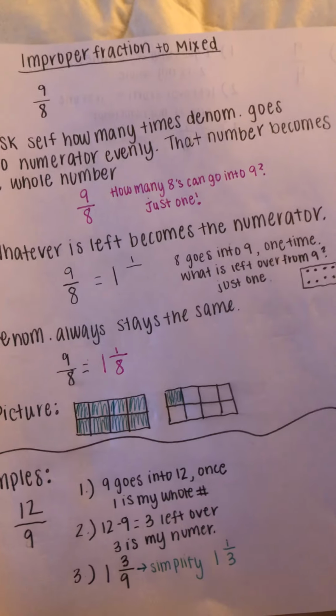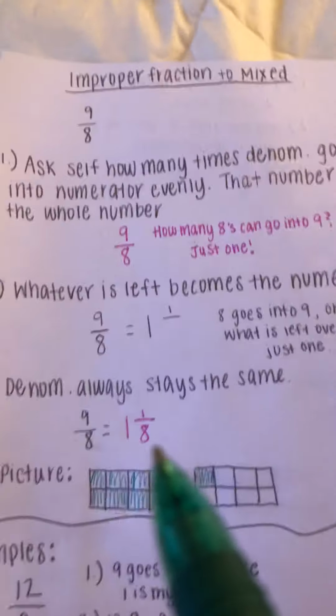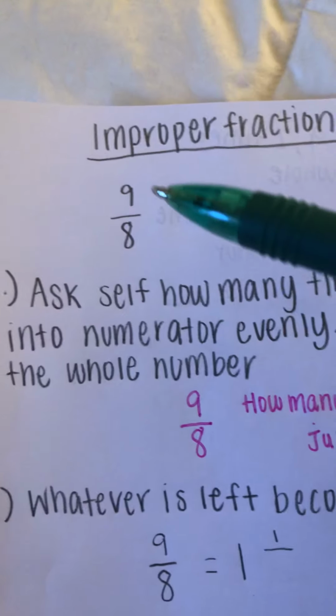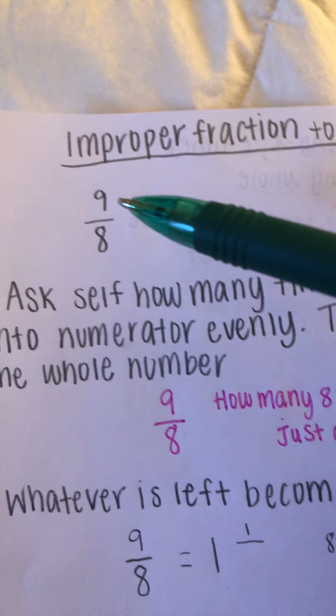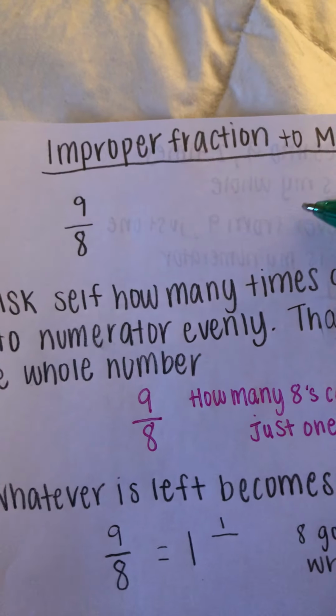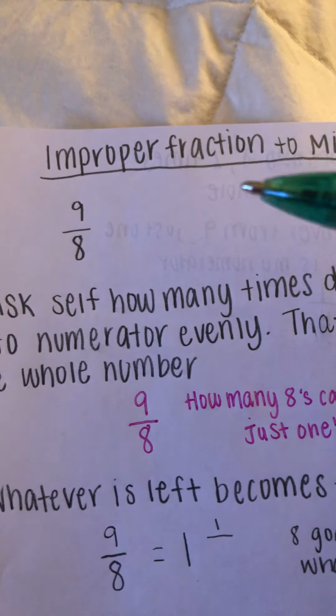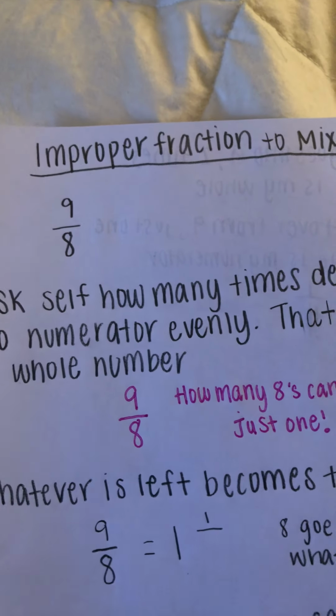Now, we're going to look at the opposite way: how to change an improper fraction to a mixed number. So you have 9/8 right here. We always want to try to change an improper fraction to a mixed number because we can visually see it and we can understand it better if we change it into a mixed number.